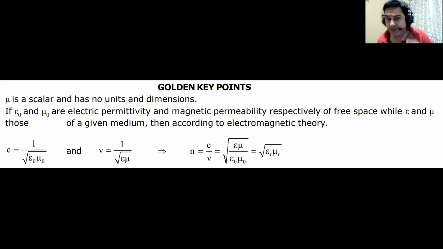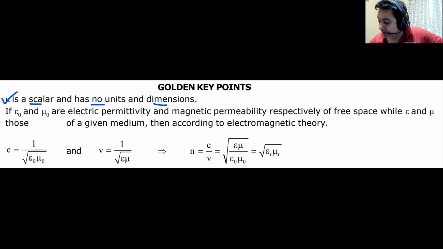Well then, these are the points which you are supposed to note down in your notebooks. Number 1, mu, refractive index, is a scalar quantity. It has no units and dimension because it is the ratio of two speeds. Whenever you call it a ratio, a ratio is a number, it does not have any dimension or unit. Do we understand this?